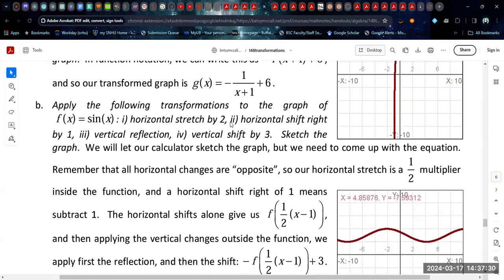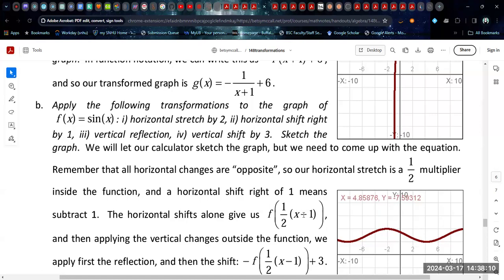If I want to apply the following transformations to the graph of sine x, I want to horizontally stretch by 2, horizontally shift to the right by 1, have a vertical reflection, and a vertical shift by 3. So what's happening here? I'm going to start with sine x. I want to do a horizontal stretch by 2. For a horizontal stretch, I multiply by 1/2 because it's a factor of 2, but to do a stretch in the horizontal direction, I have to use a fraction. So it's 1 over 2. So that's my 1/2. I want to horizontally shift right by 1.